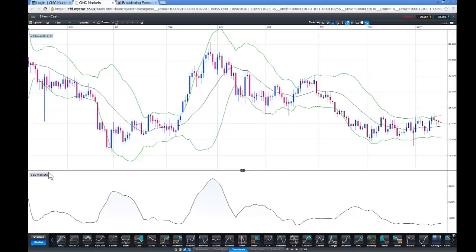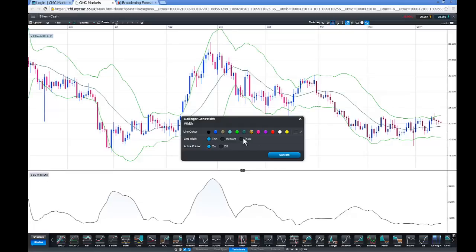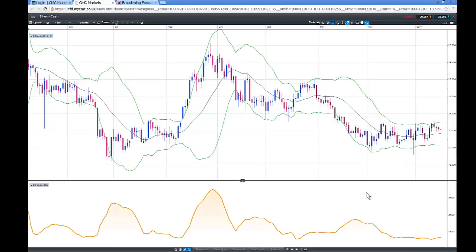And once again, I'm just going to sharpen up the colors here so that it's more obvious what we're looking at. And as you can see, the Bollinger Band width here in silver has fluctuated enormously from below $1 per ounce to above $3 per ounce. And that's reflected in the moves that we're seeing on this chart.